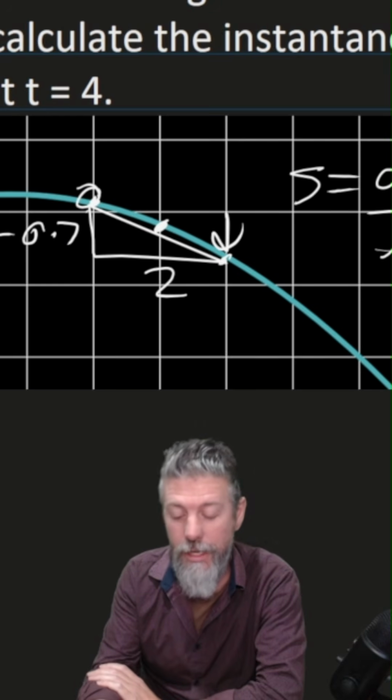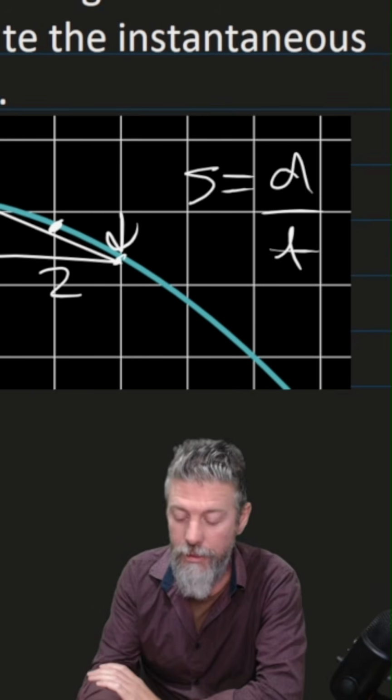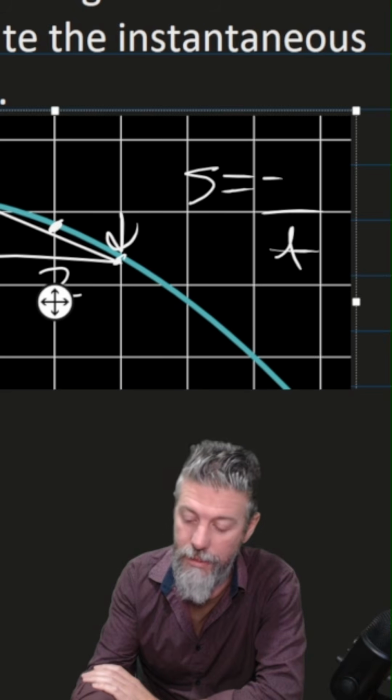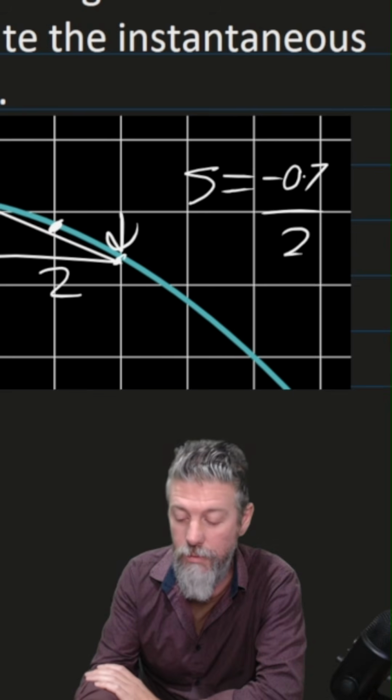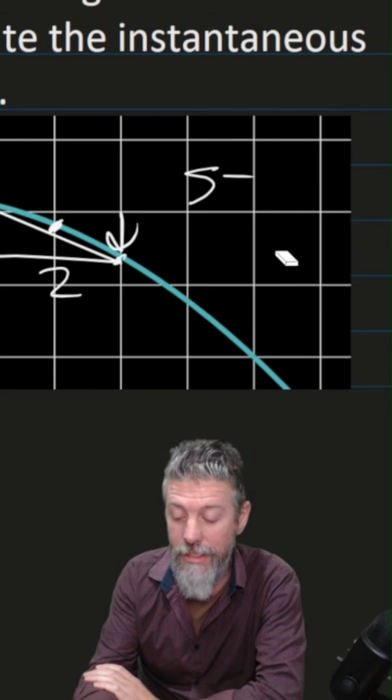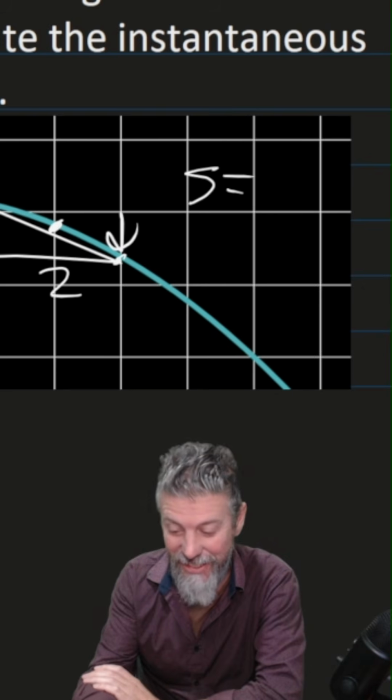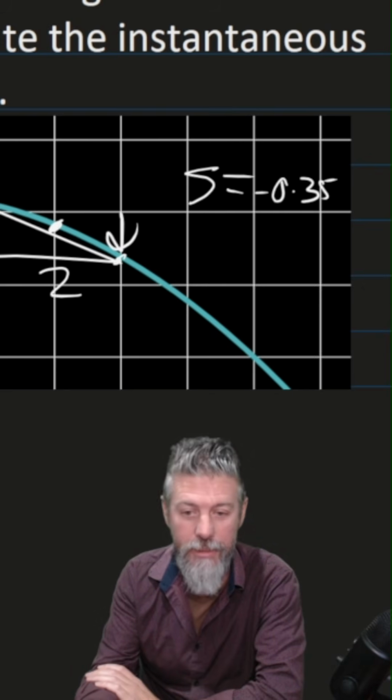And the time that passed was 2 seconds. So we can replace our distance with negative 0.7, and we can replace our t with 2. And that means we're going to get an instantaneous, not an instantaneous, of negative 0.35 meters per second.